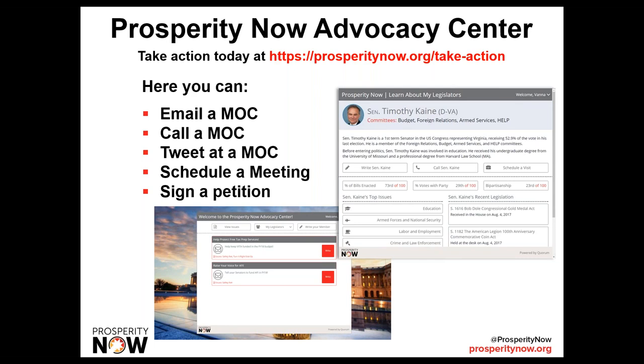It just makes it easy for you to make contact with your legislators, to get to know them a little bit more, and to start to build relationships with members of Congress, with state, local, and federal members, as well as their staff. It's free. It's open to Prosperity Now's network, and because you all are in Camp Prosperity, that makes you a part of Prosperity Now's network now. So please take advantage of this free tool. It's here for you, and it's a great way to involve yourself in some advocacy.